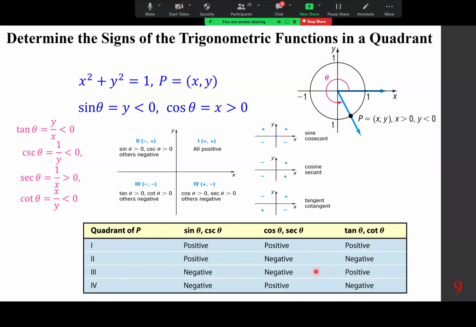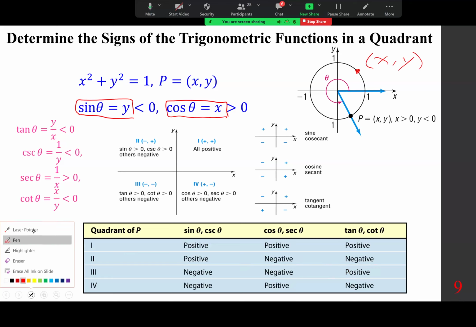Do I have to memorize that? If you want to memorize it, it becomes very difficult. All you have to remember is a point has coordinates x and y, and x is cosine, y is sine. As long as you remember that, you don't have to memorize anything because you know everything there is to know about quadrants and what's going on with x and y.